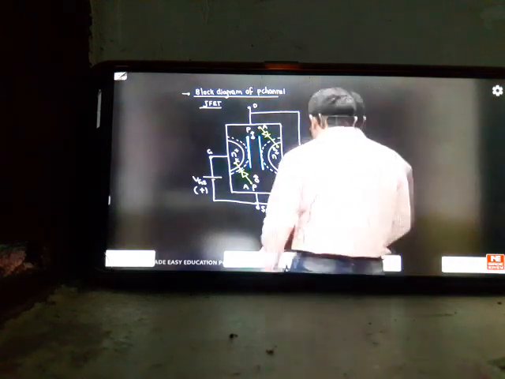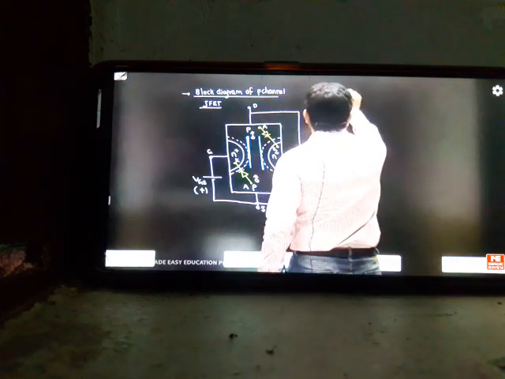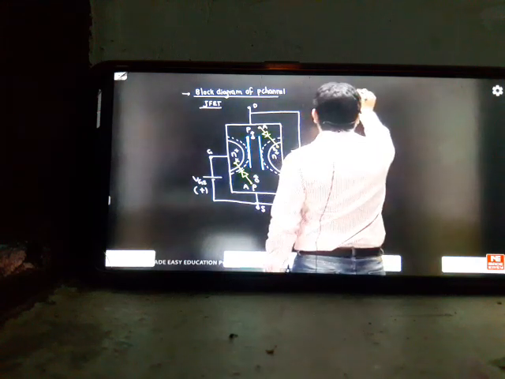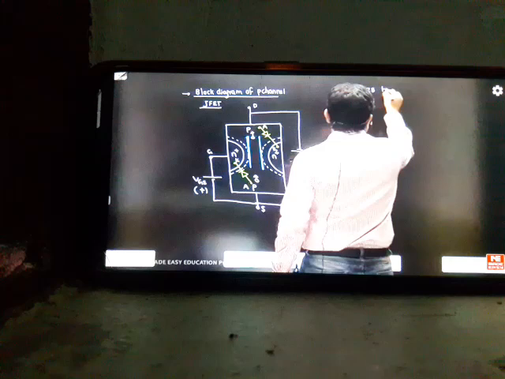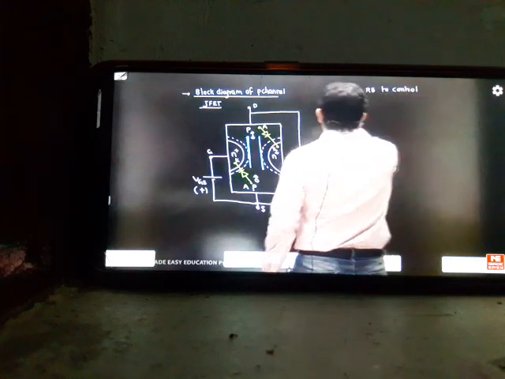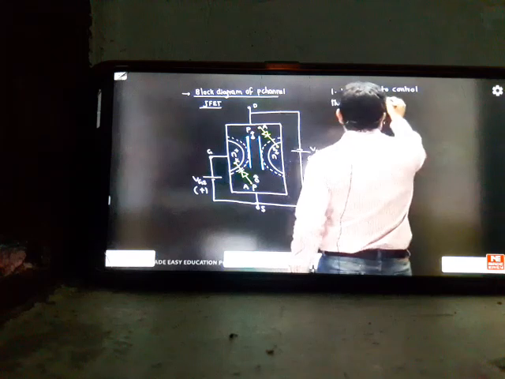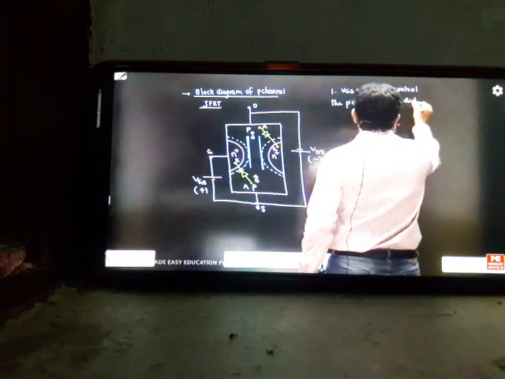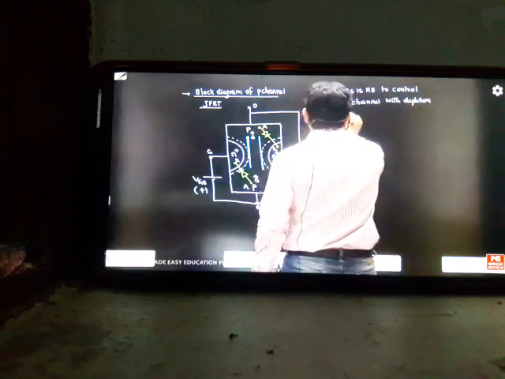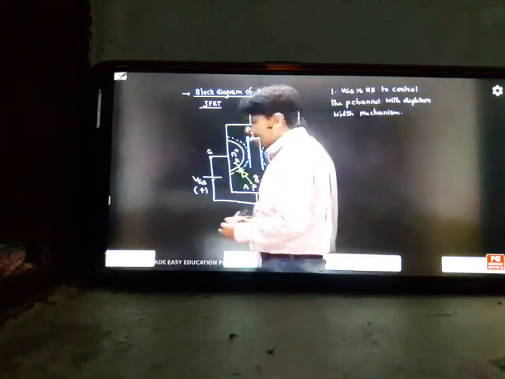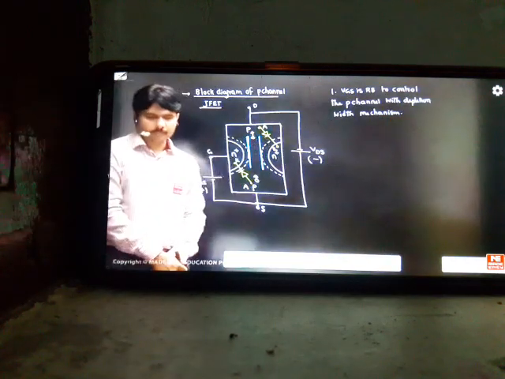So let us write the theory points based on this. The first point is, same story you can write. VGS is reverse bias to control the P channel with depletion width mechanism. Same story, but we are controlling here P channel, not N channel. Okay?